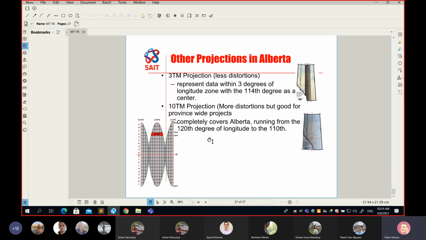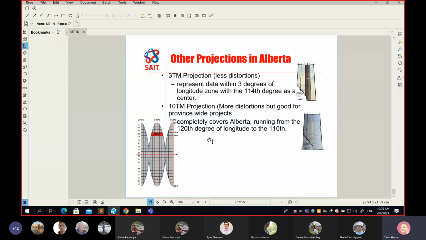So 3TM is still transverse Mercator, while the zone width is how many degrees? Only 3. It means 1.5 degrees east of the central meridian and 1.5 degrees west of the central meridian. So we have a narrow zone. And for sure, if you follow me, then you would know right away that 3TM has a much better performance in terms of distortion because the zone is narrower than UTM.